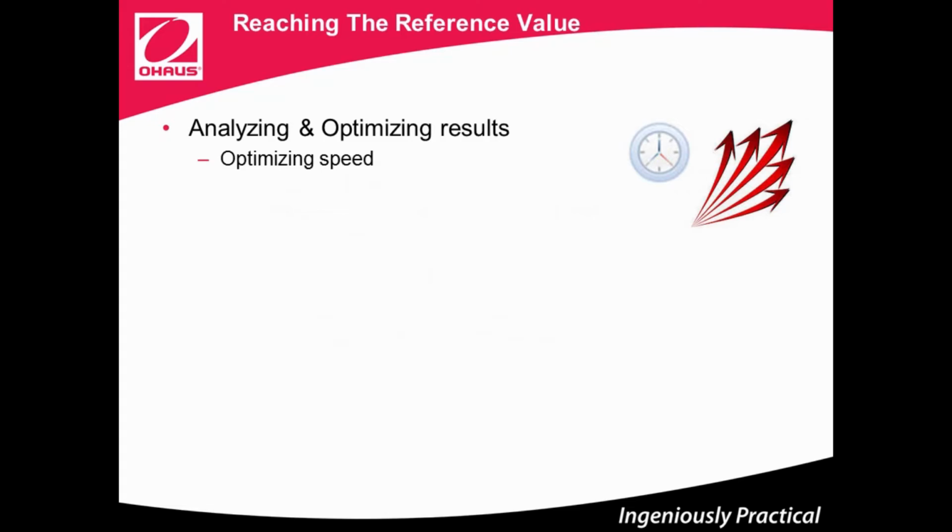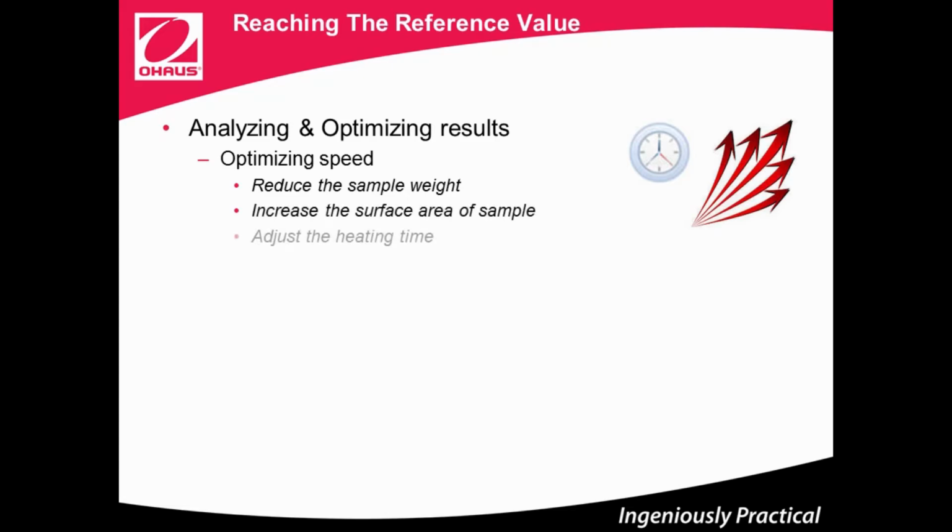Optimizing speed. If the speed is more important in your routine moisture measurement, and you can accept the variance of the results, here are some suggested methods you can use. You can reduce the sample volume. You can increase the surface of the sample. Or you can reduce the heating time. Or select low switch-off criterion like A30, which means the test will stop when the sample weight loss is less than 1 milligram over 30 seconds.